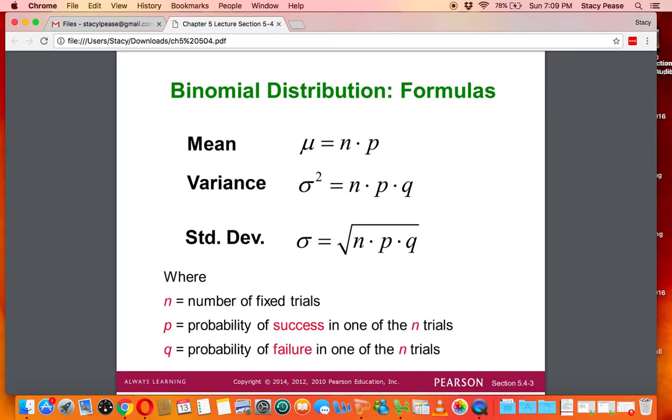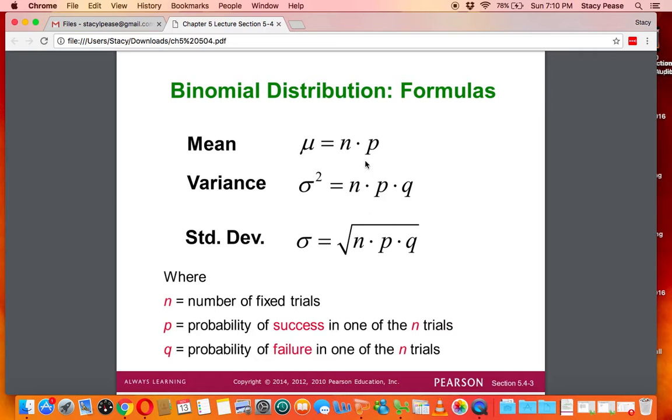So in a binomial distribution, your mean is found by multiplying your n, which is your number of trials, times p, which is your probability of success. Your variance is found by multiplying n, the number of trials, times p, your probability of success, multiplied by q, which is your probability of failure. And your standard deviation is found by taking the square root of how you calculate your variance. So they're fairly easy and straightforward to calculate.